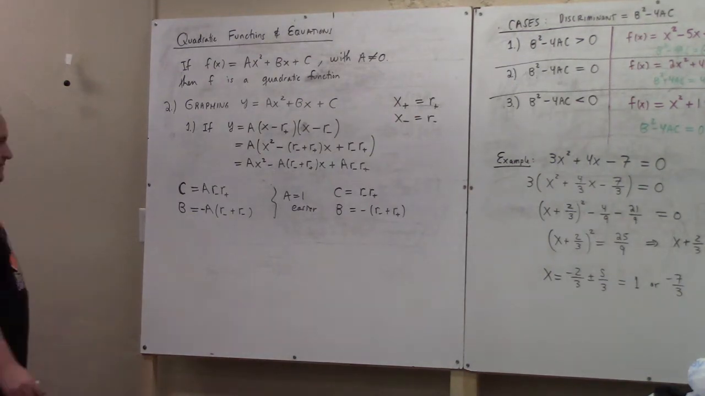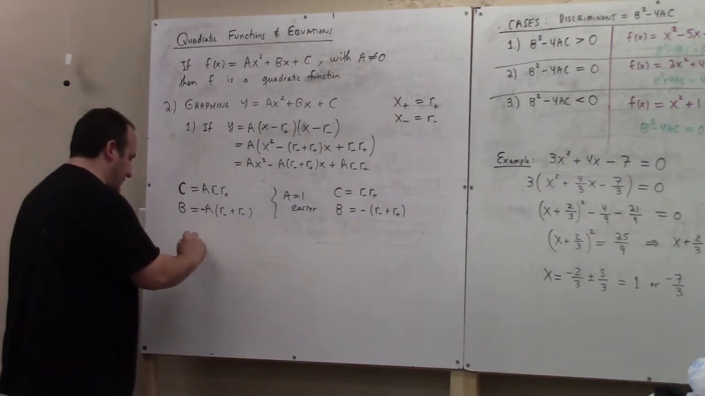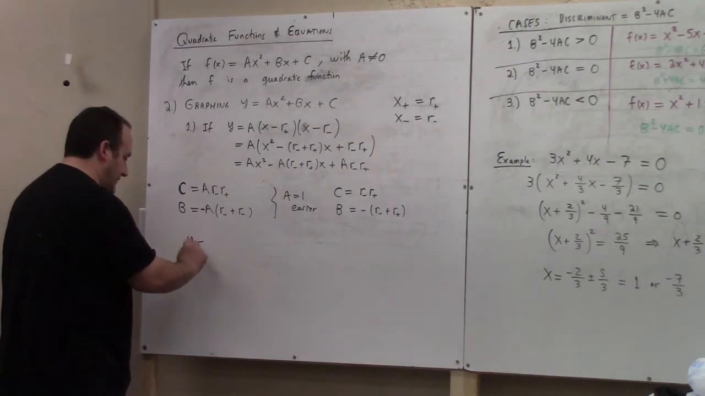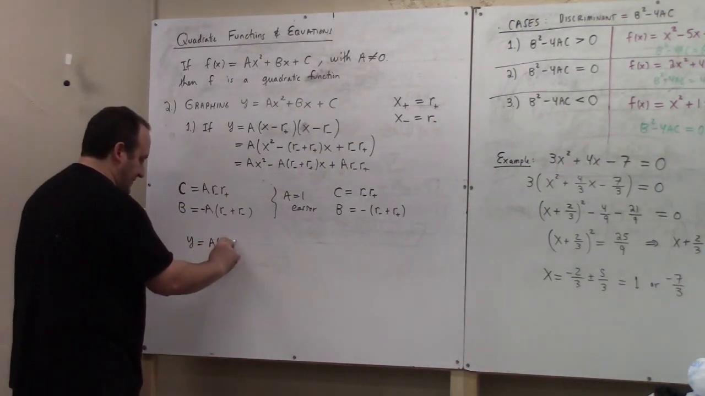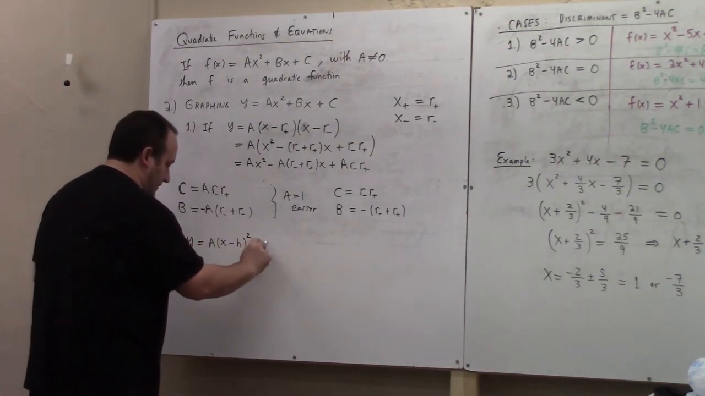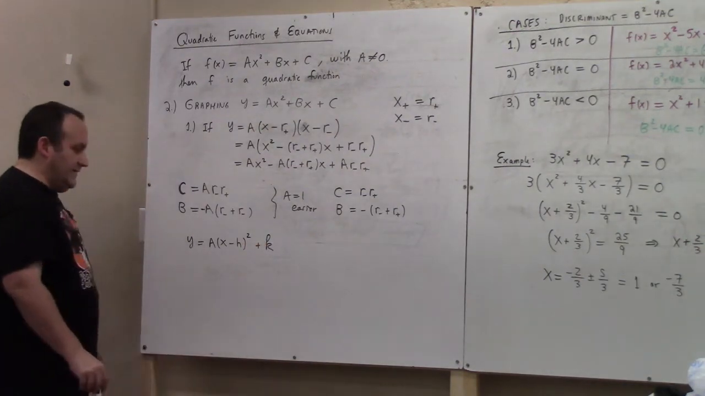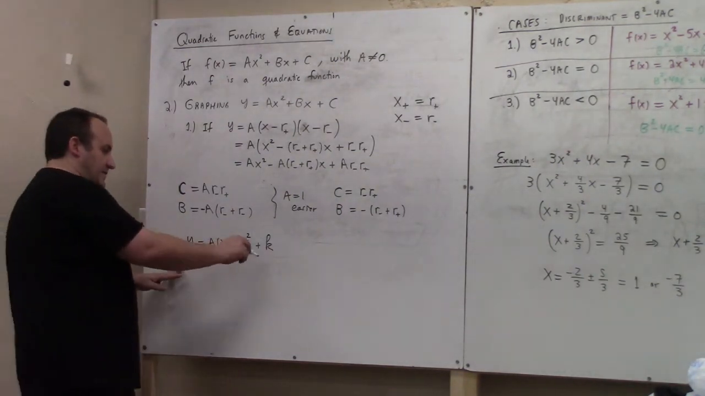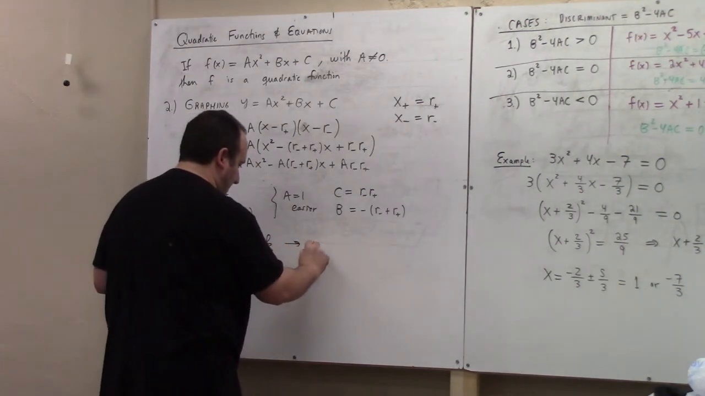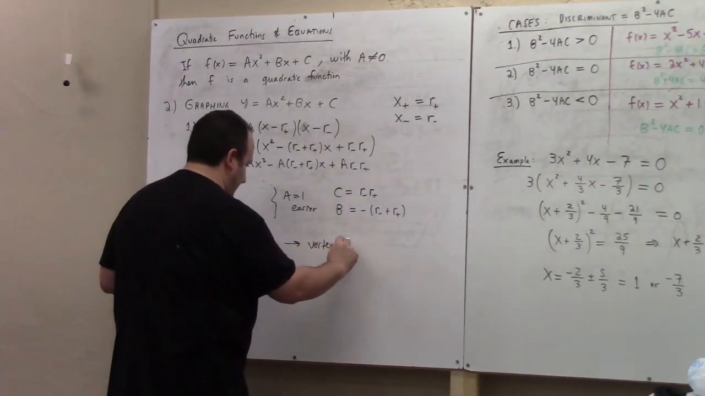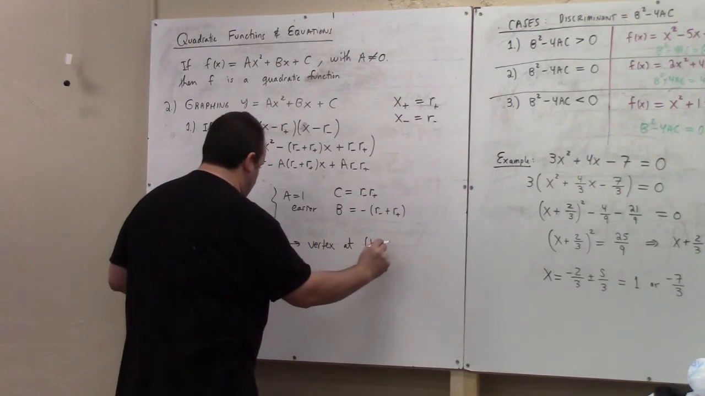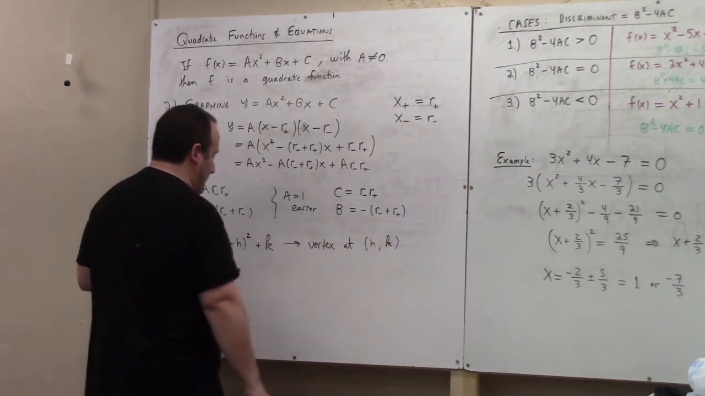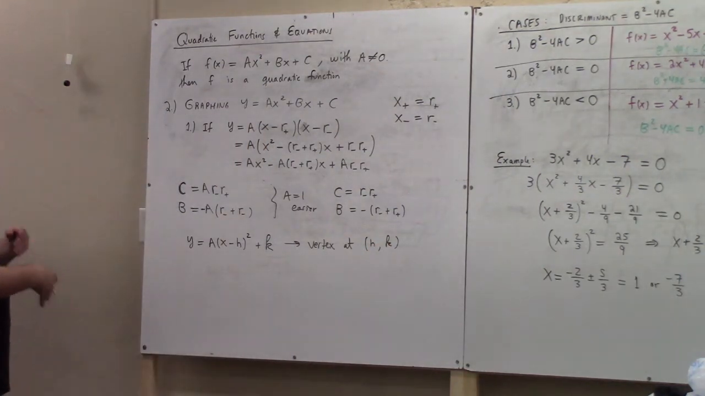Now, more than this, you should also notice that if we write y is equal to a times x minus h squared plus k, that's another way we've looked at the quadratic, the vertex form. So if I can write the equation like this, it tells me the vertex is where? h comma k.